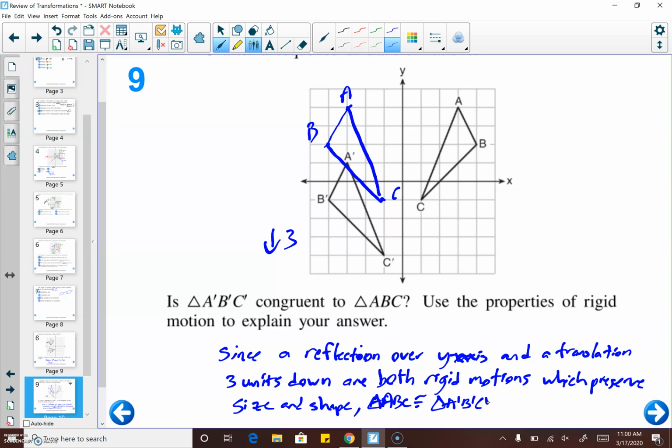So basically what they wanted to do for that one is figure out that triangle ABC and A prime, B prime, C prime were formed based on a reflection and a translation, and that those 2 are rigid motions which preserve size and shape.